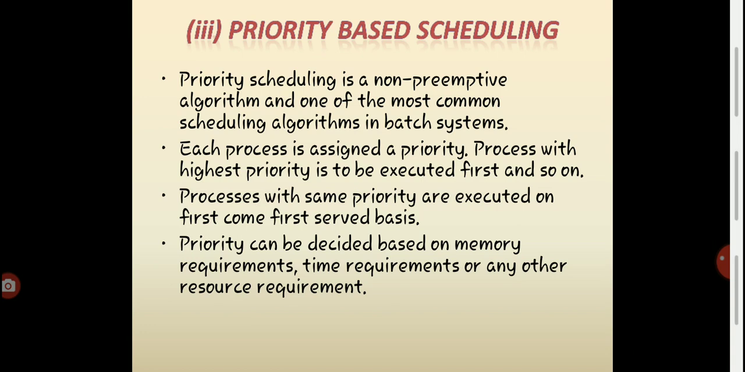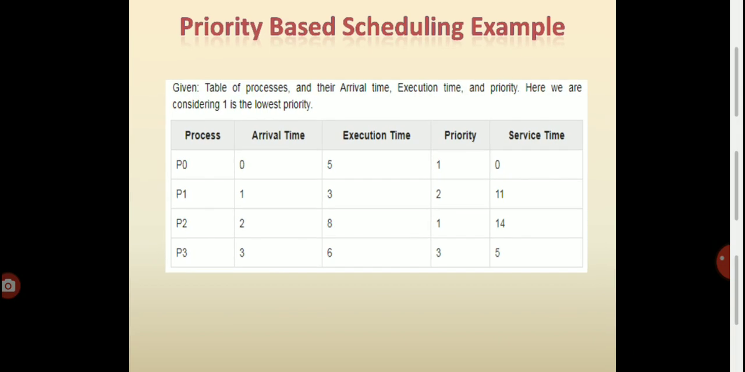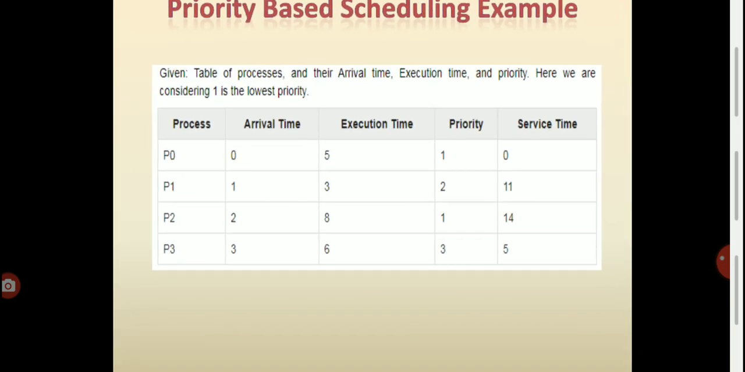The next thing is priority based scheduling. Prioritizing is based on the priority of the processes, based on memory requirements, time requirements, or any other resource requirements. According to the resources available and the time available on the CPU, the priority will be given. This is a non-preemptive algorithm, right? We have the same example. See, one more column is there, which is priority. Priority for P0 is 1, for P1 it is 2, for P2 it is 1, for P3 it is 3.